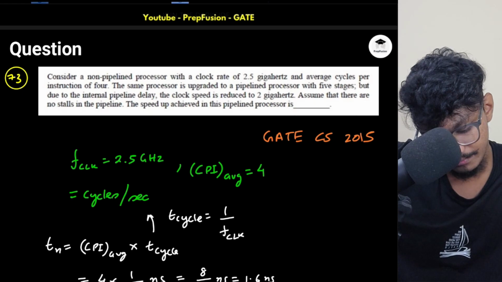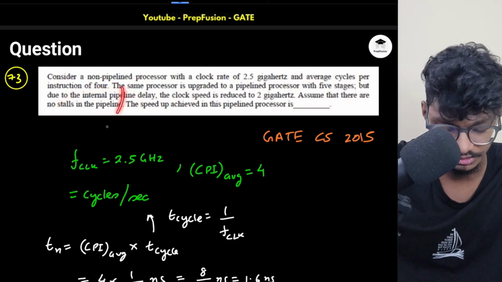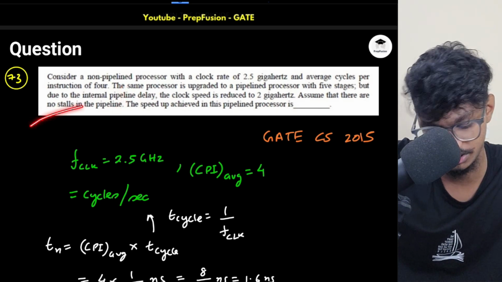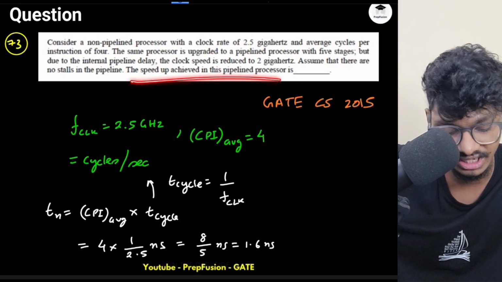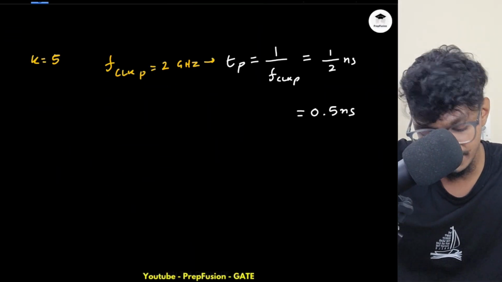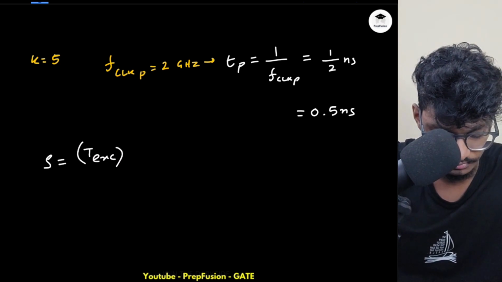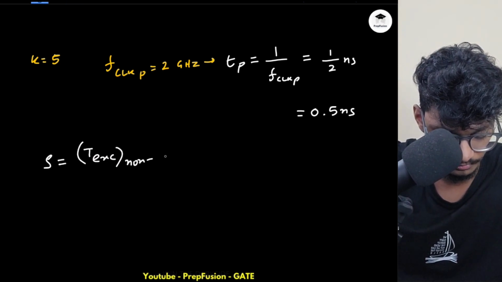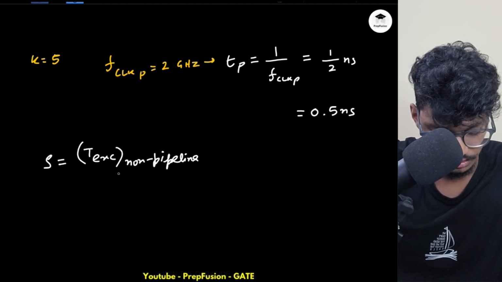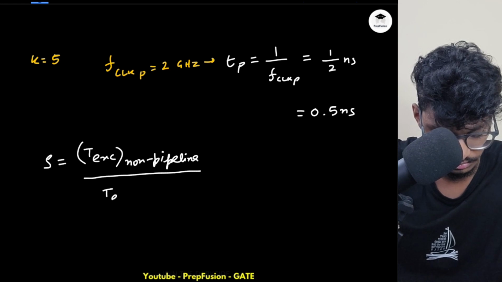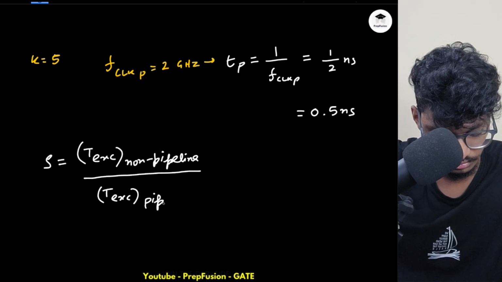Now what are they asking? They are asking me, assume that there are no stalls in the pipeline. Just ignore this line. What are stalls? Stalls come due to hazards. It's not important. The question is the speed up achieved in this pipeline processor. What is the formula for speed up? It is T execution of a non-pipeline system over the T execution of a pipeline system.